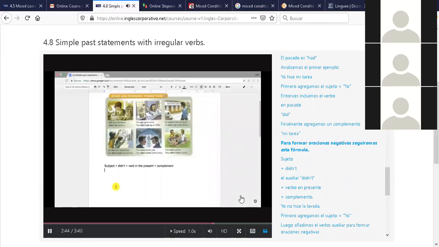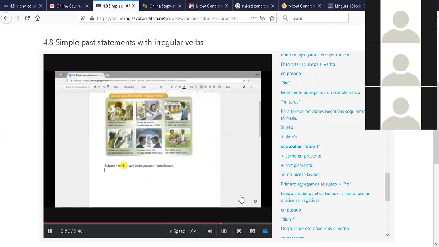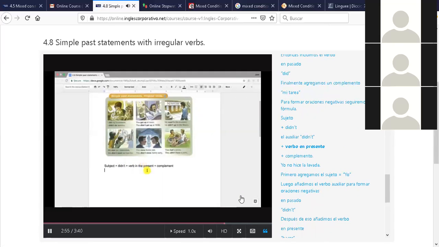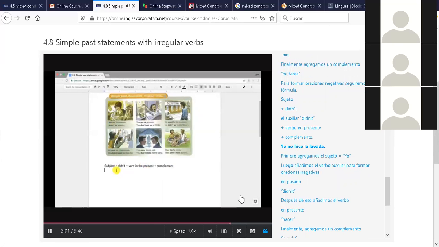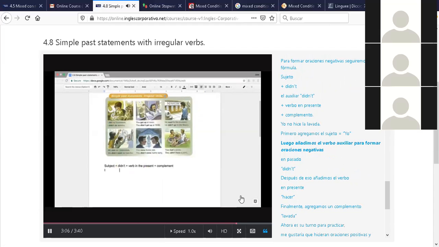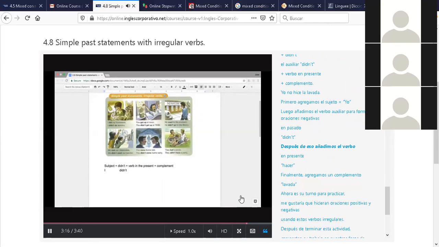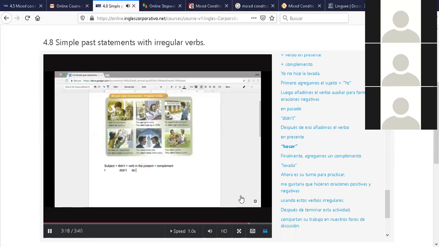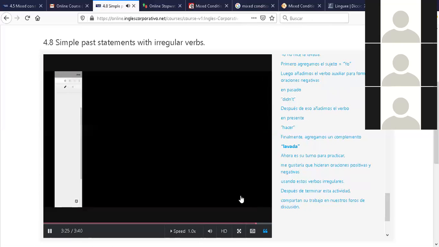To form negative statements, we will follow this formula. Subject plus didn't, the auxiliary didn't, plus verb in the present, plus complement. I didn't do laundry. First, we add the subject I. Then we add the auxiliary verb to form negative statements in the past, didn't. After that, we add the verb in the present, do. Finally, we add the complement, laundry.